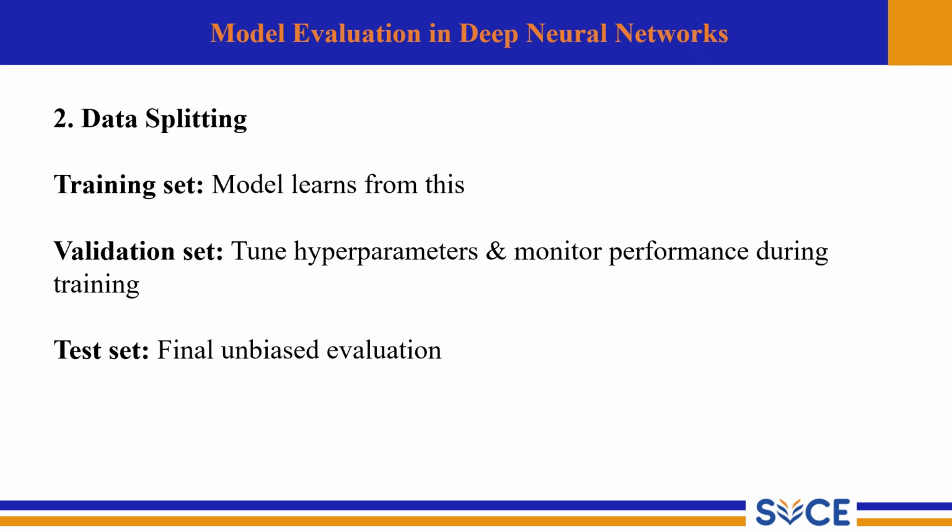Next one is the validation set. This tunes the model settings, like adjusting the knobs to get better results. It also helps us to track how the model is doing while it's learning. Finally, the test set. This is used at the very end to check how well the model performs on new, unseen data. It gives us a fair and unbiased score.